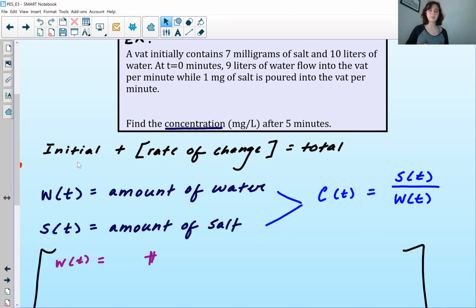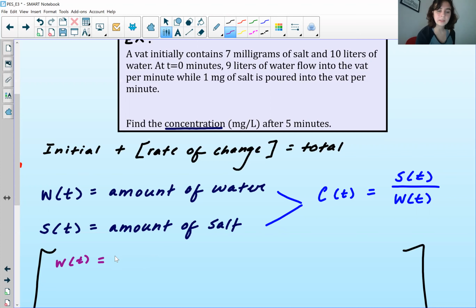So we were given some initial values, and then we ended up adding some more of that salt or water over time. And it's a constant rate of change, so we don't have too much to worry about. It's just like a linear function, which we've seen before. I'm going to start with our water over time and see if we can model the total amount of water that we have. So we start out with 10 liters. And then we want to add our rate of change. So we have 9 liters of water per minute. So if we do 9 times t, that's our rate of change.